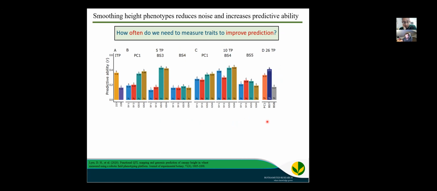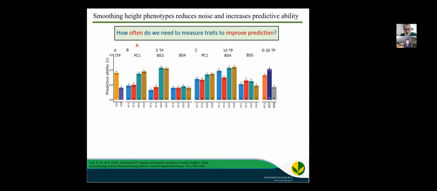Okay, and then again, we had many questions. We had 26 time points. We could play around in a smart way or non-smart way, and we used the same workflow as the functional QTL mapping. We brought that information. We can smooth. We can have functional PCA, and the first question that we had is, how often do we need to measure traits to improve prediction? Is it needed to have 26 drone flights, or 5?